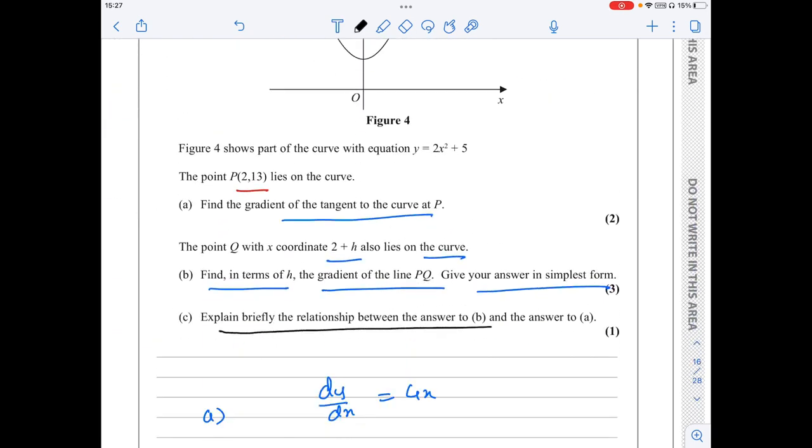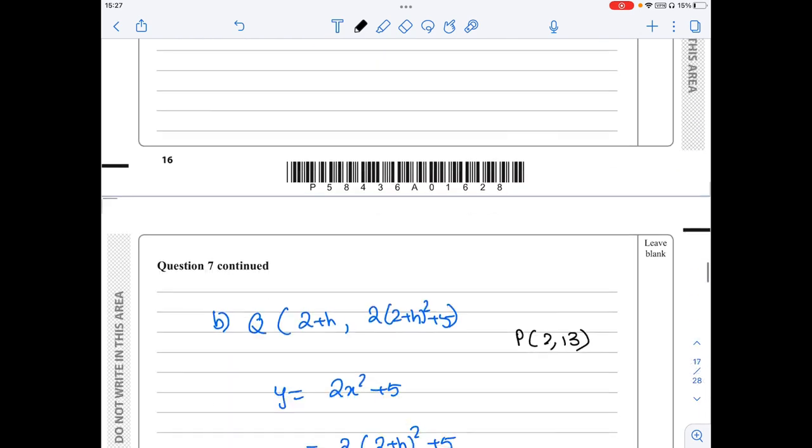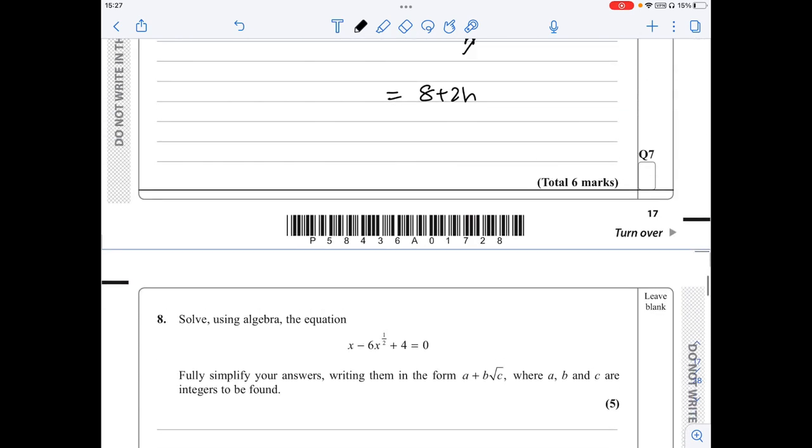Explain briefly the relationship between the answer B and answer A. So we got the gradient of PQ as 8 plus 2h. We can say that as h approaches 0, the gradient of PQ becomes 8, which becomes the tangent.